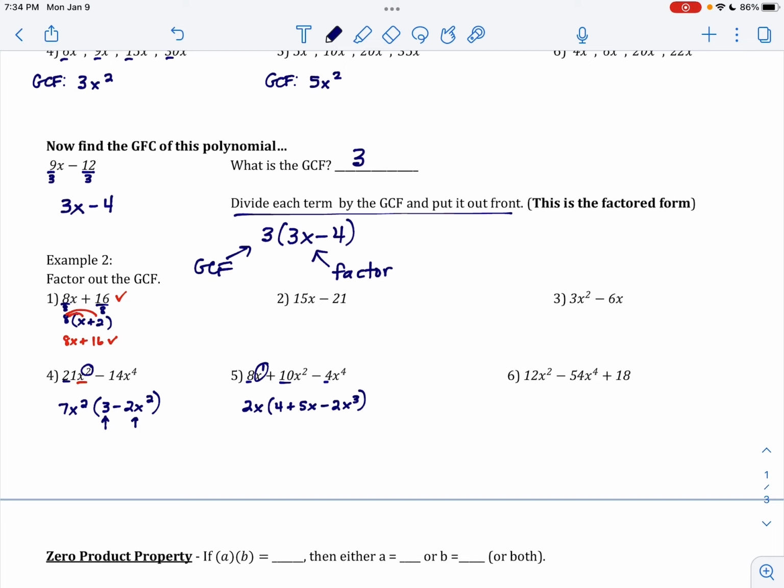That is factoring out the greatest common factor and then writing the other factor with it. So this is what we just did, was the factored form.